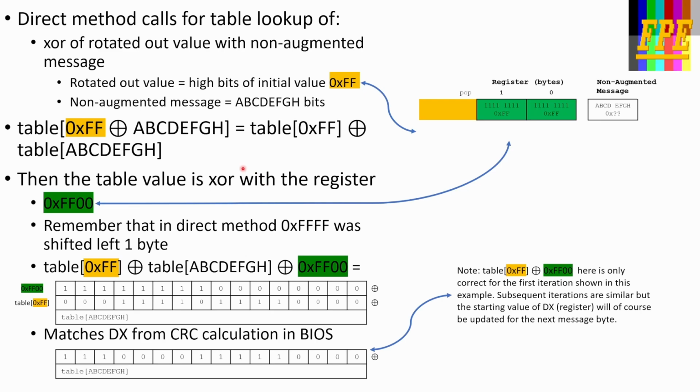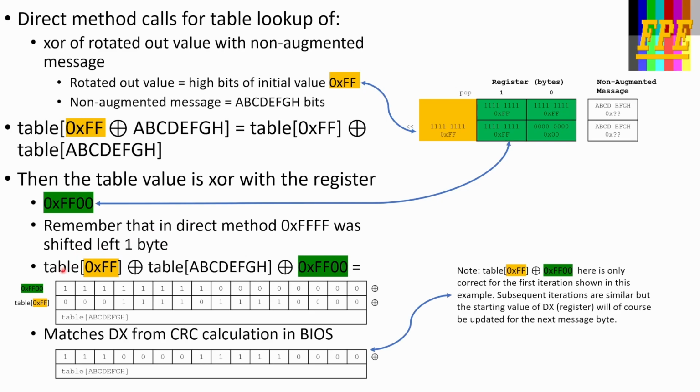Well, if you recall, the direct method calls for a table lookup of the exclusive OR of the rotated out value with the non-augmented message. So the rotated out value, or the high bits of the initial value in this case, which is 0xFF, and the non-augmented message is the A, B, C, D, E, F, G, H bits. So the table at index 0xFF, which is the popped out bits, exclusive ORed with the message bytes, equals the table at 0xFF exclusive ORed with the table at ABCDEFGH. Then the table value is exclusive ORed with the register.